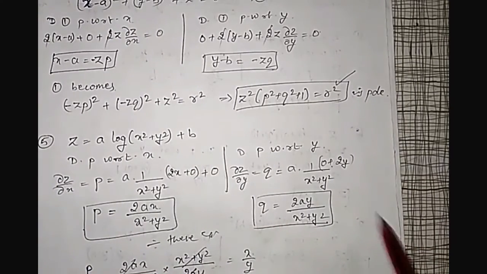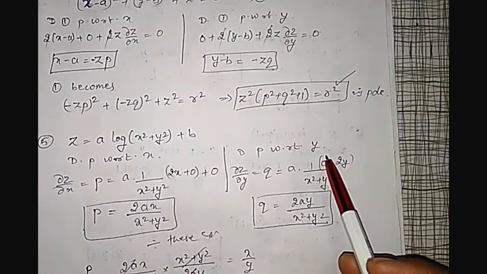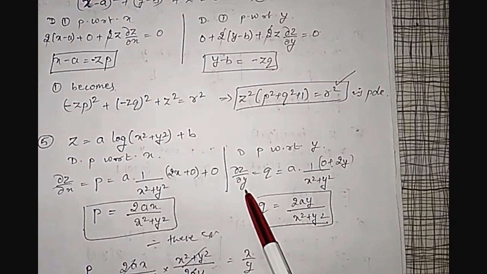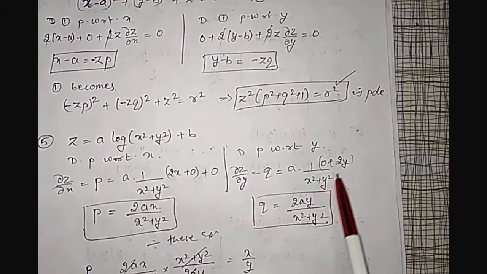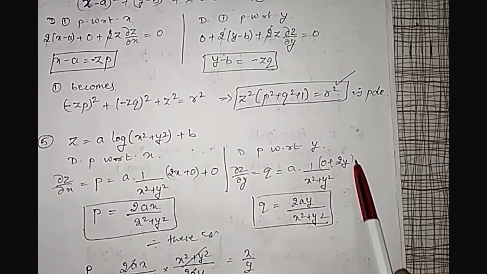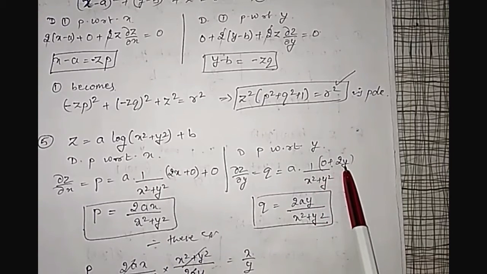Like that, while differentiating partially with respect to y, dou z by dou y is written by q, and a into, again chain rule, 1 divided by x square plus y square into differential of x square plus y square with respect to y will become 0 plus 2y. Therefore, q is equal to 2ay divided by x square plus y square. Now I can solve for a here and substitute, but what happens?